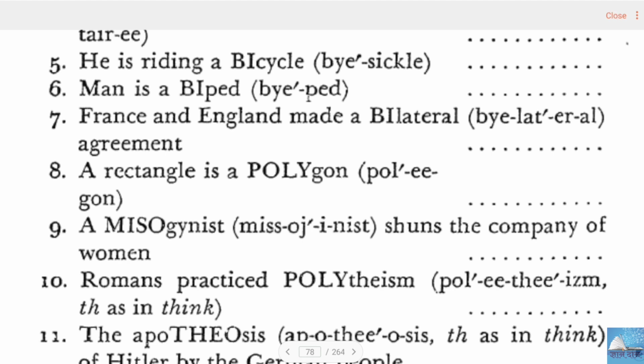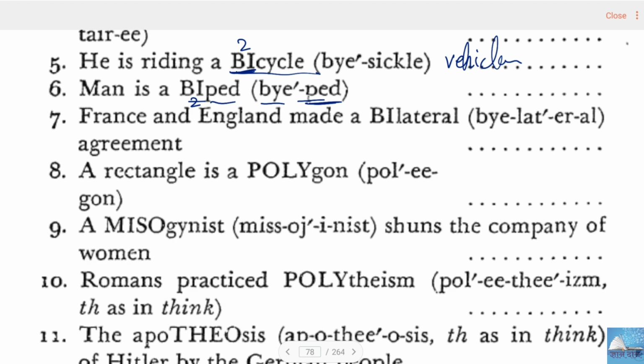Number 5. He is riding a bicycle. Bicycle, bi means two, so a vehicle of two wheels. Man is biped, bi, two, ped, biped. Ped means feet. Man is a creature with 2 feet.